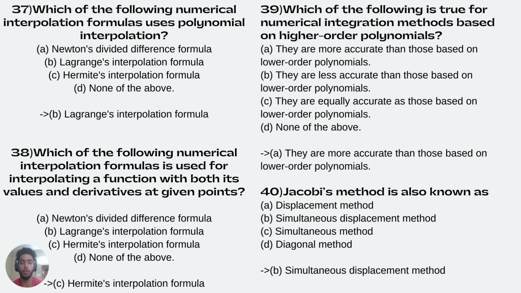If we use a higher order polynomial, we use it to increase accuracy. Option B mentions that the accuracy is less than those based on the lower order polynomial, so it's definitely not true, and option B is completely eliminated. Option C mentions that they are equally accurate as those based on lower order polynomials. I don't think this option is true either, because the whole point of using high order polynomial is to increase the accuracy. So option A goes by that, and hence option A is correct.